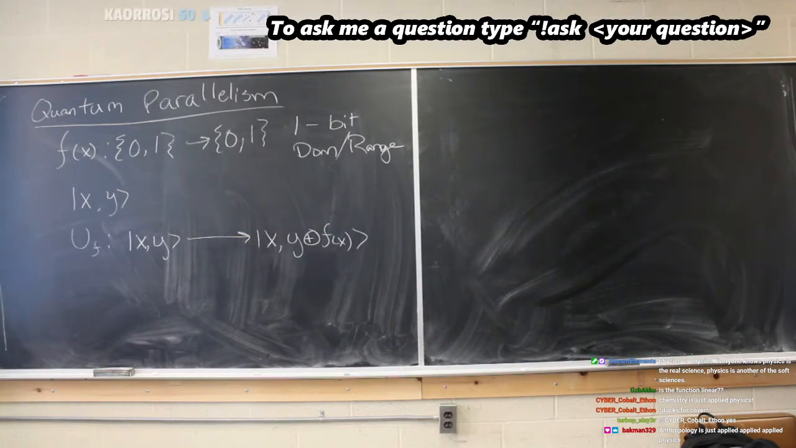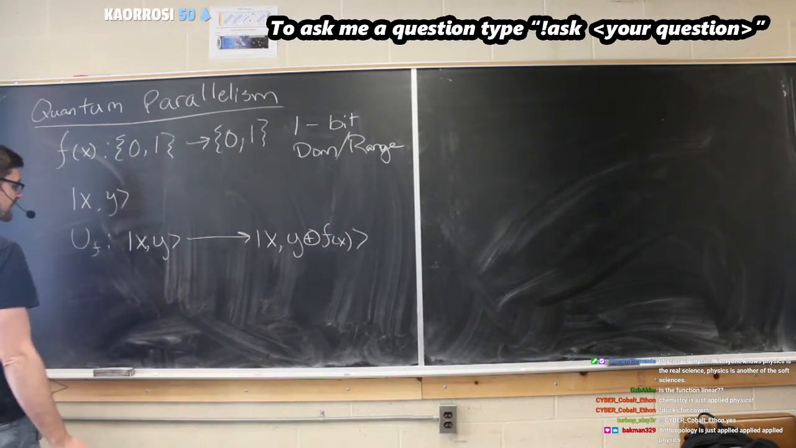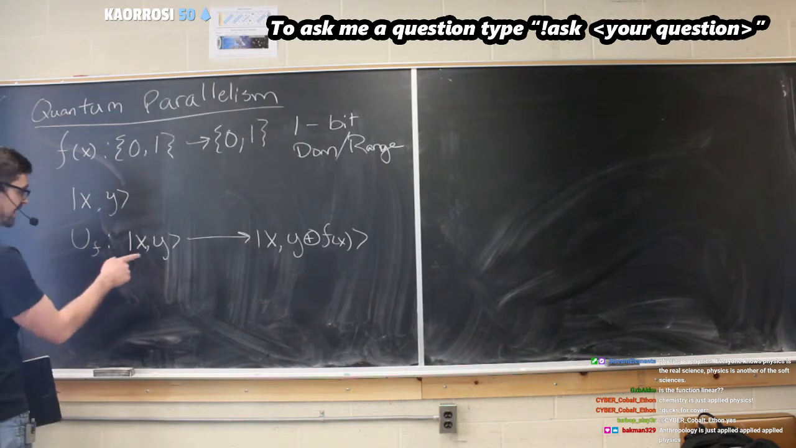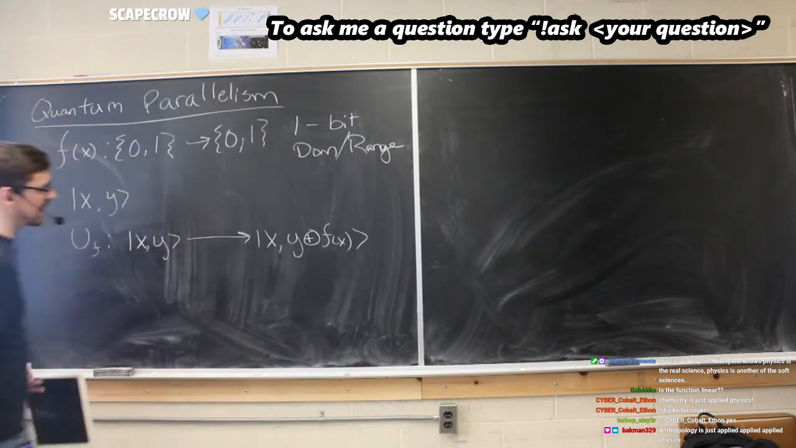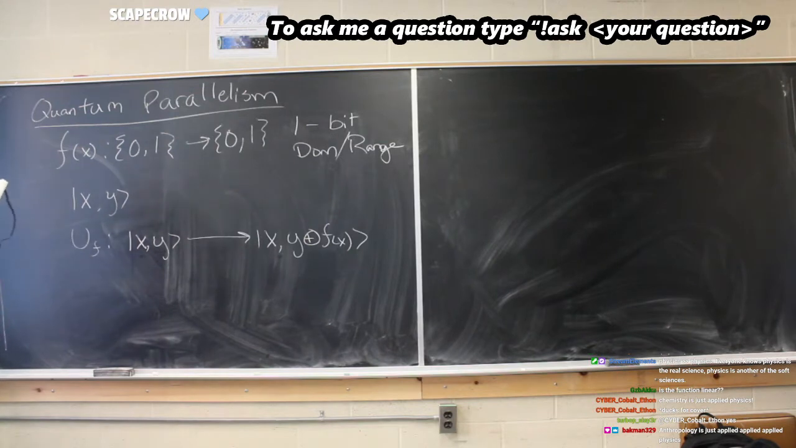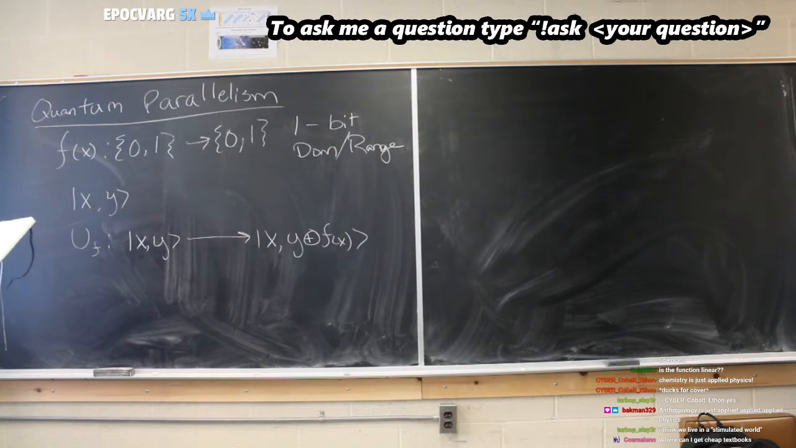And of course, I'm setting all this up in a certain way on purpose. So this is the idea. This is what the function does. It takes the state x, y to x, comma, y plus f of x, modulo 2 addition, excuse me, with f of x.